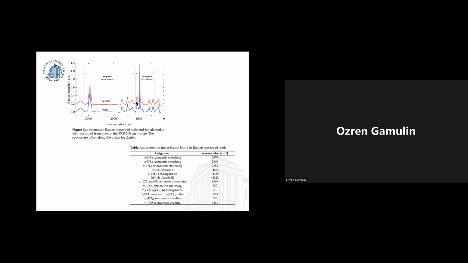Spectra can generally be divided into an organic part, which goes from 1,100 cm⁻¹ to 3,100 cm⁻¹, and an inorganic part, which is below 1,200 cm⁻¹. On this table, you can see the major vibrational bands of the Raman spectra of the teeth.